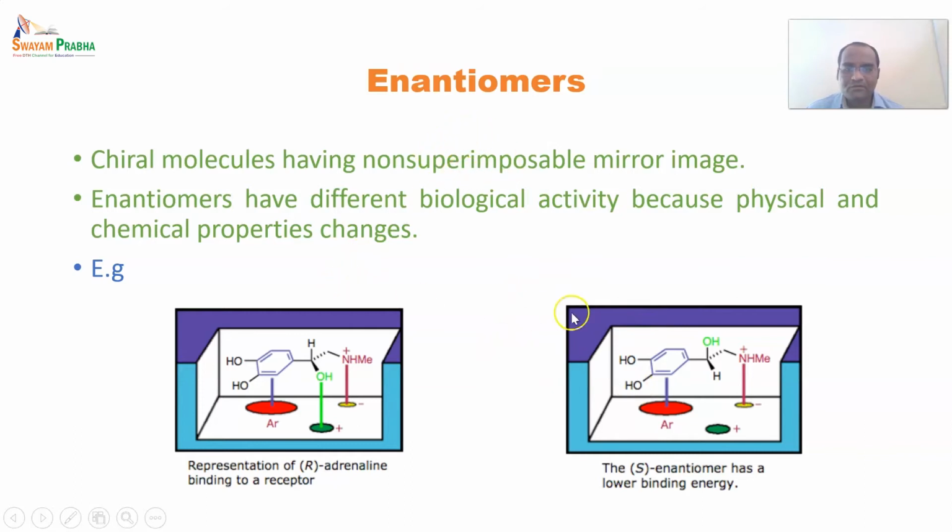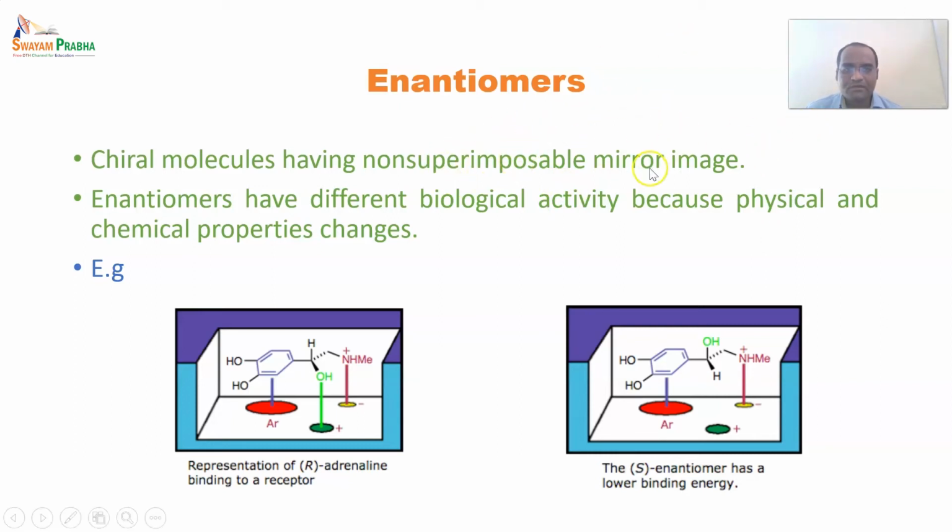The meaning of non-superimposable is that when the S enantiomer is kept on the R enantiomer, they will not be superimposed on each other. Because there is a difference in the arrangement in space of OH and H, and also here you can see that OH is coming towards the observer, and here it is going away from the observer, and this makes it a non-superimposable mirror image. Actually, optical isomers are of three types. One is diastereomers.